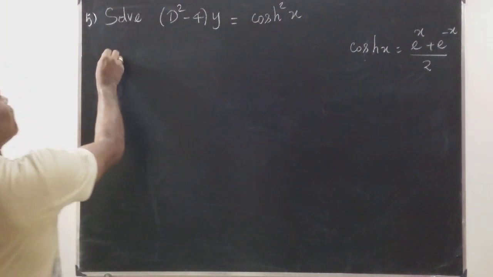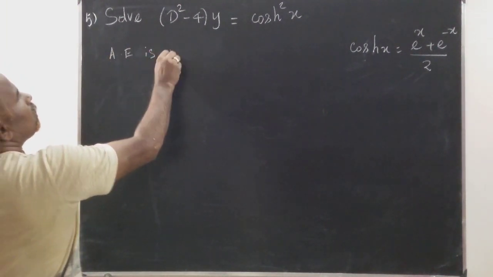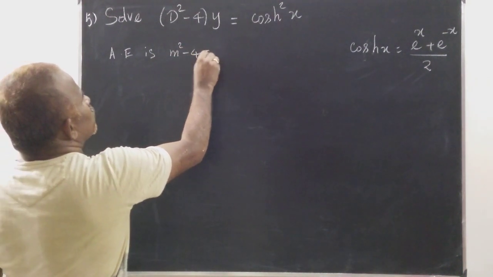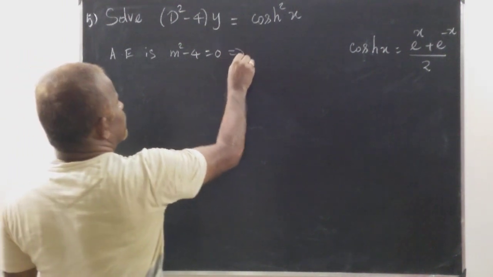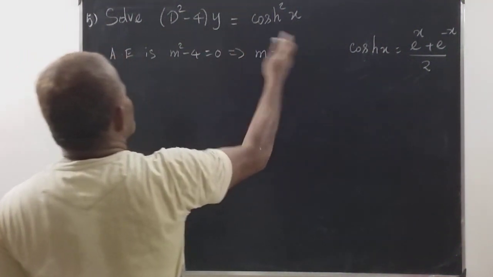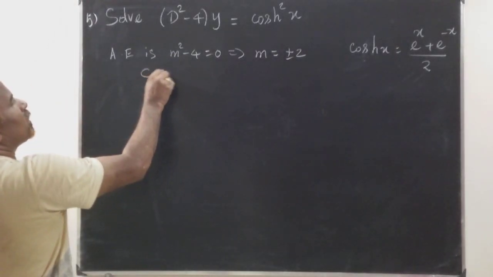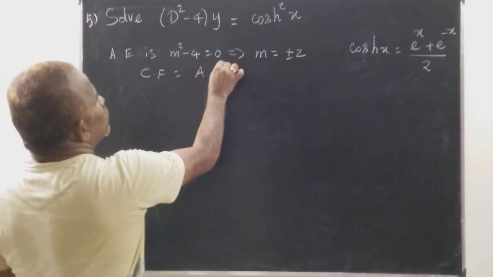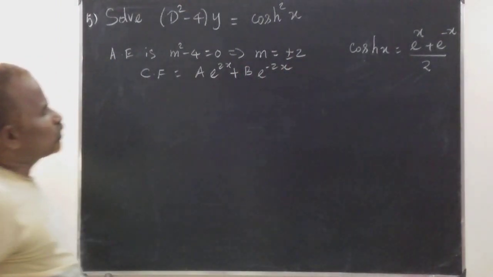Okay, so the complementary auxiliary equation is m squared minus 4 equals 0. Therefore m is equal to plus or minus 2. So the complementary function is equal to A e^(2x) plus B e^(-2x).